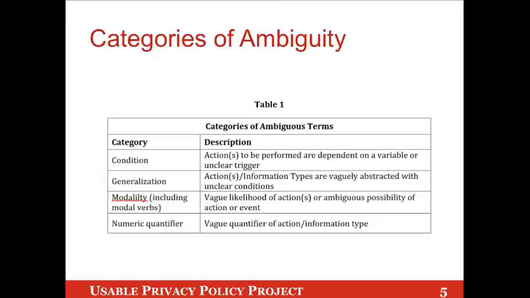What we call action and information type. Action is the data practice. Information type is it's applying to some information. So it would be, I collect your personal information. Collect is the action. That's the practice. I'm collecting your data. It's vaguely abstracted. So if it says, I will generally collect your information, we use that term generally. That's the classic generalization.